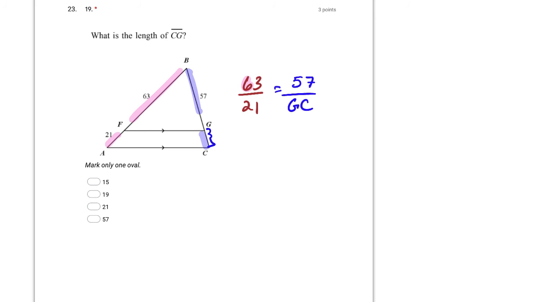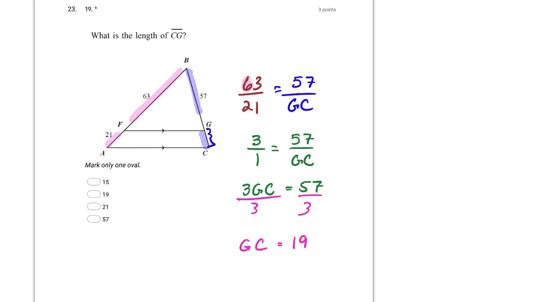Before I did this, I think I would simplify. 21 goes into 63 3 times. So this is 3/1 equals 57/GC. Now I'd cross multiply. 3 times GC has to equal 57. Now if you divide by 3, that's a 57. I don't know why I wrote 56. And divide by 3 on both sides. GC equals, what was that, 19, I believe.